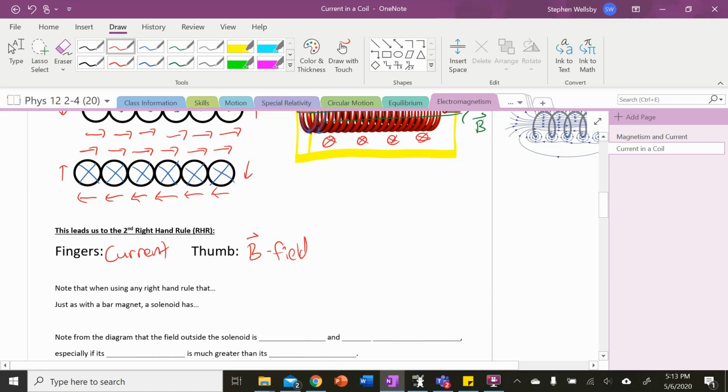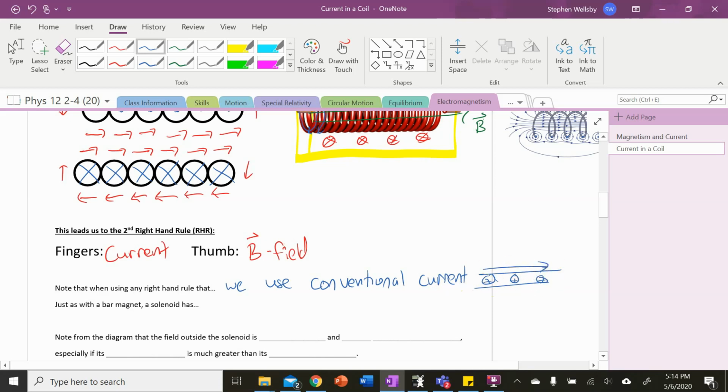Just use B for shorthand for a magnetic field. So just a quick note and a reminder: when using any right-hand rule, we have to remember that we are using the conventional current. And remember, when we consider conventional current, what we're really talking about is this idea that in a circuit, positive charges are moving in the direction of current.